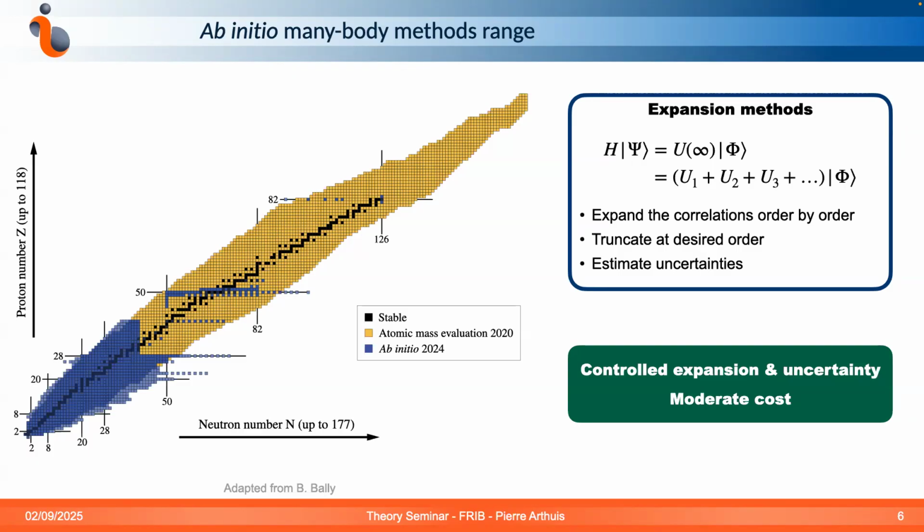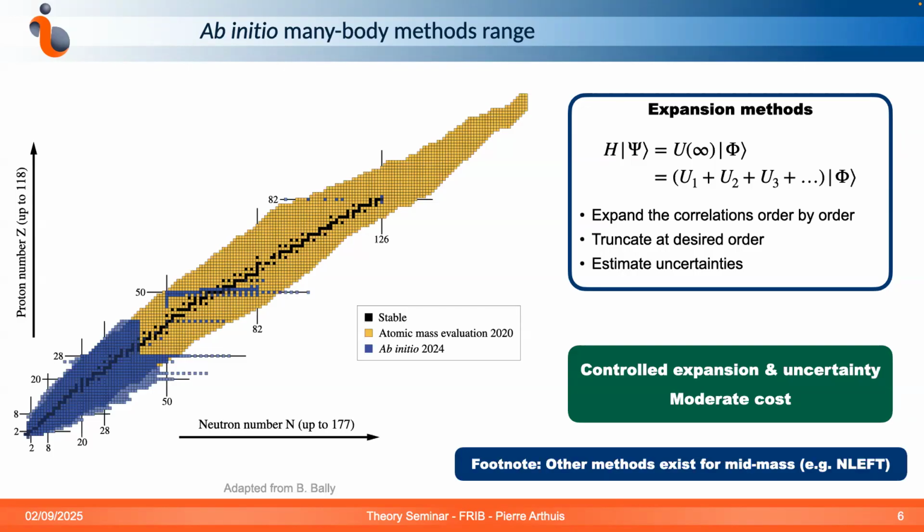In practice, we did not do that. We stop after a couple of orders. From what you have left out, you might be able to estimate what is missing in the end. And since hopefully this order by order convergence works well, with only a few orders you're able to grasp most of the correlations and have a meaningful description of your nucleus. All of this gives you a controlled expansion of your method, controlled uncertainty, hopefully, and all of this at a moderate cost.